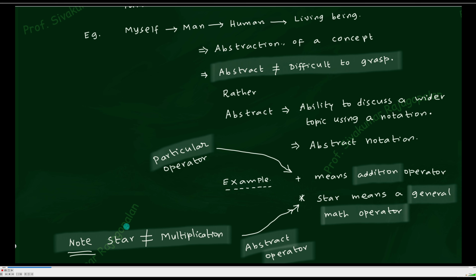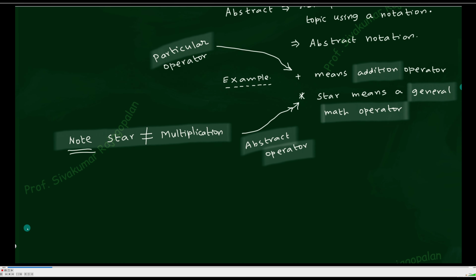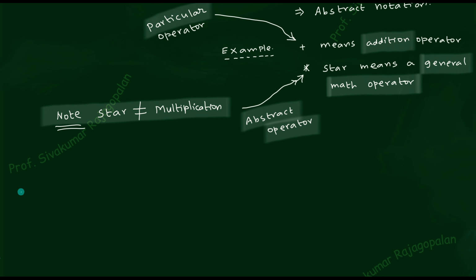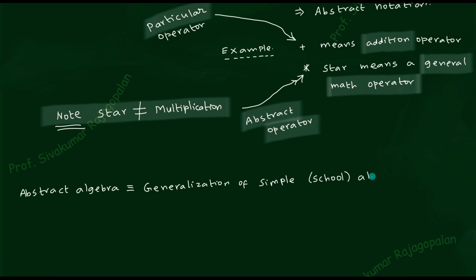Okay, so once these things are clear, now we can understand what you mean by abstract algebra. I will now write it down. It is a generalization of the simple school algebra. I'm not going to write down the definition that appears in the book. My purpose is to explain to you in simple language. So I will simply say that abstract algebra is the generalization of the simple school algebra.